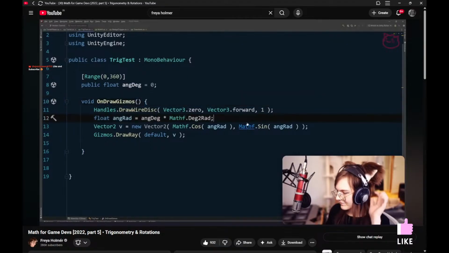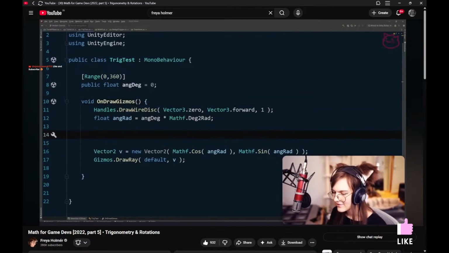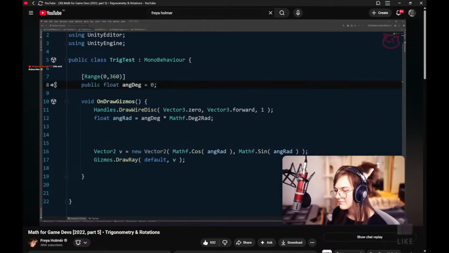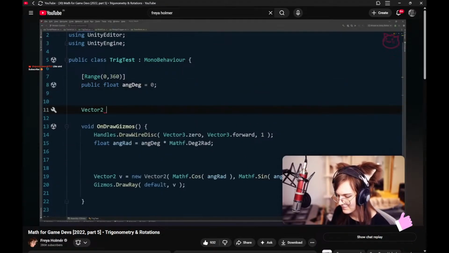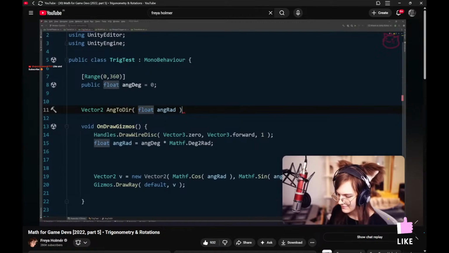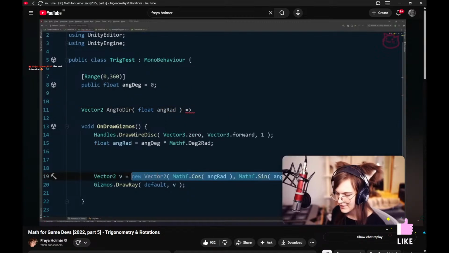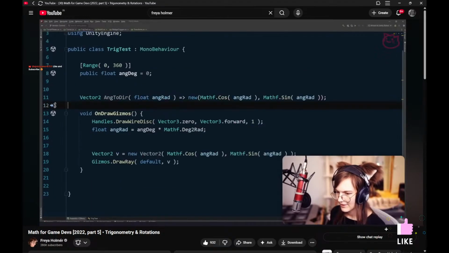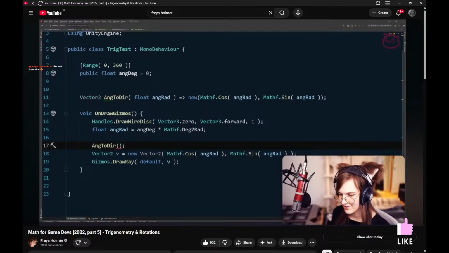All right. So I think by far the most classic use case for me, at least, for the cosine and the sine function is just to convert from an angle to a vector. In fact, I usually use a helper function that does exactly this. So I usually make a function, let's call it angle to direction. Then I pass an angle in radians. Then I just return this vector.